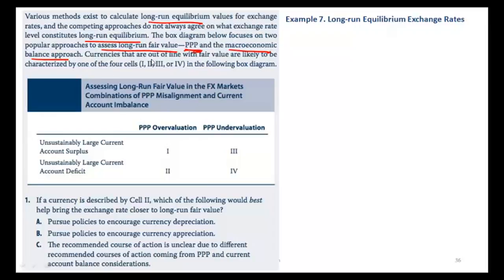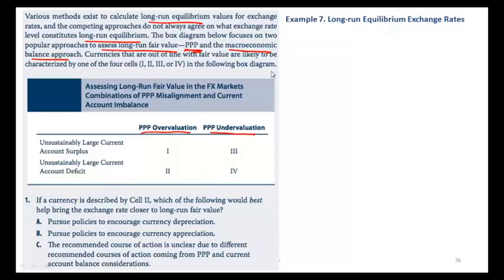Currencies that are out of line with fair value are likely to be characterized by one of these four cells. Now let me explain this. When you look at the PPP model, and we are talking about relative PPP, either a currency is overvalued based on PPP or it is undervalued based on purchasing power parity.